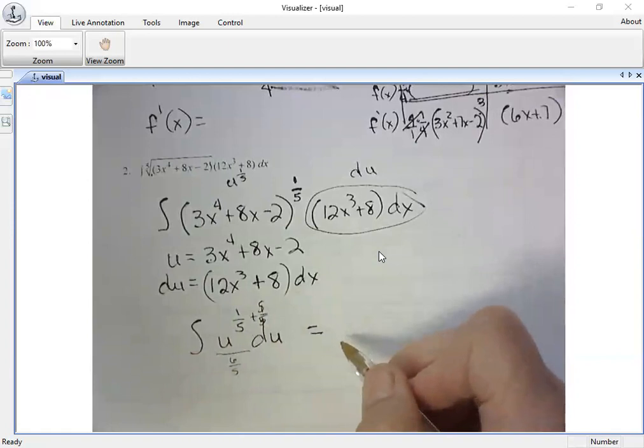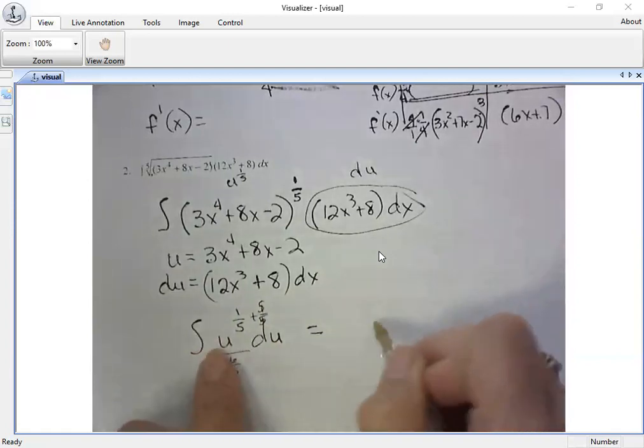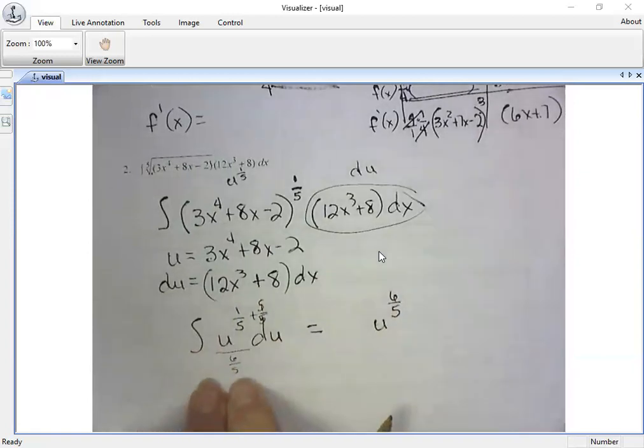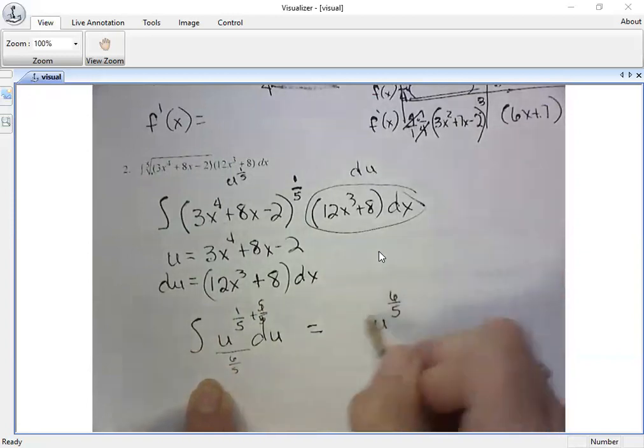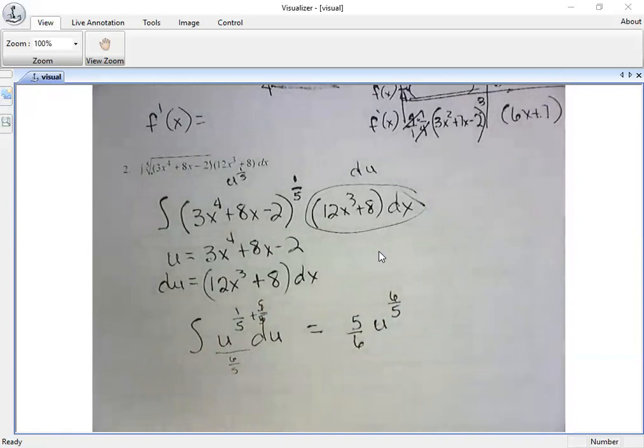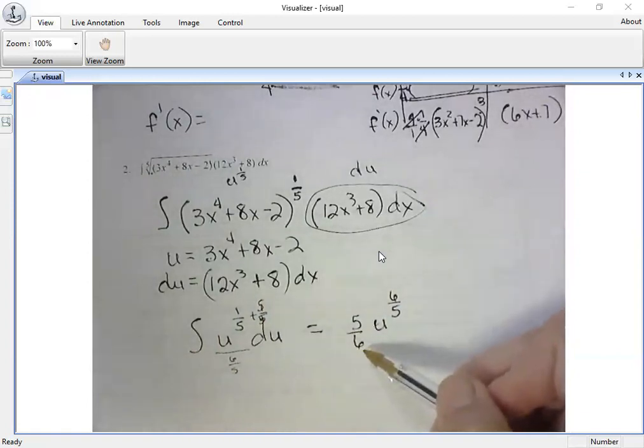So can you tell me, this u to the 6/5 power is going to be, instead of divided by 6/5, we'll write it as multiply by the reciprocal, which is 5/6, right? Dividing by a fraction is the same thing as multiplying by the reciprocal. This thing has been integrated, right? Okay, am I done?